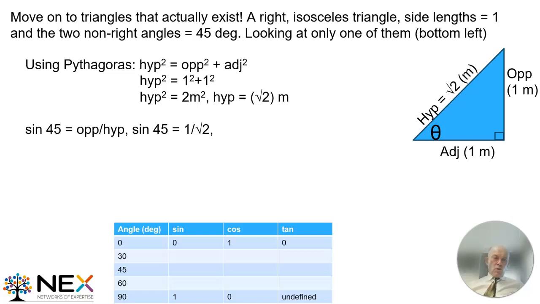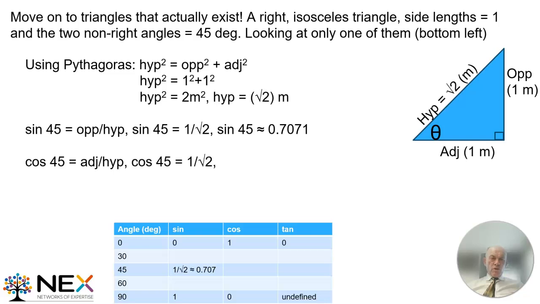A rough approximation, which you can write in if you wish, but I think 1 over root 2 is better. And the decimal is around about 0.707. We can put that in. Cosine of 45 is adjacent over hypotenuse. Well, the adjacent's 1 as well, so the rest of it follows on the same. The cosine and sine of 45 are the same number by symmetry, and both of them are 1 over root 2. Perfect.